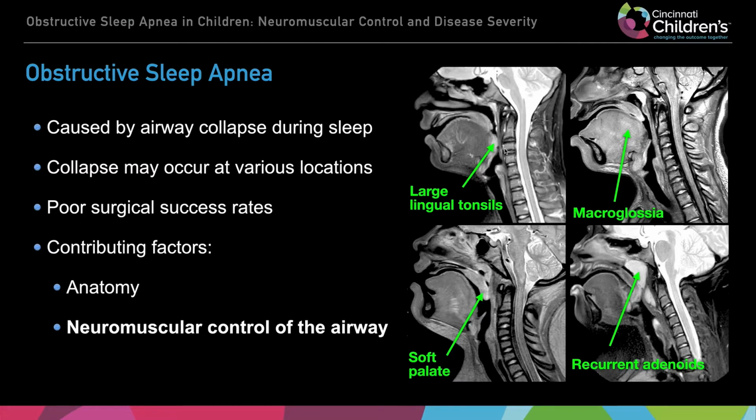But targeting these anatomical locations, so if you think there's not enough room in the airway at a certain place and then doing a surgery to correct that, actually leads to poor surgical success rates. One of the reasons for that is that it doesn't take into account neuromuscular control of the airway.